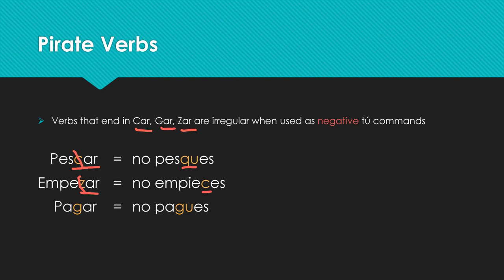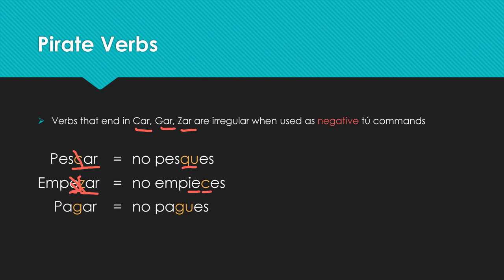Also be very careful because some pirate verbs are also stem changers. So empezar is an E to IE stem changer. So I need to change that E to an IE before I add my opposite ending. So I'm actually doing three things with the verb empezar, which means to begin.